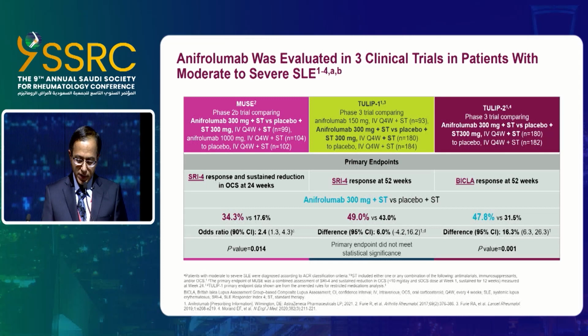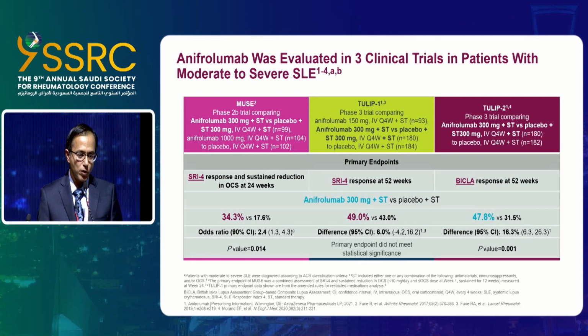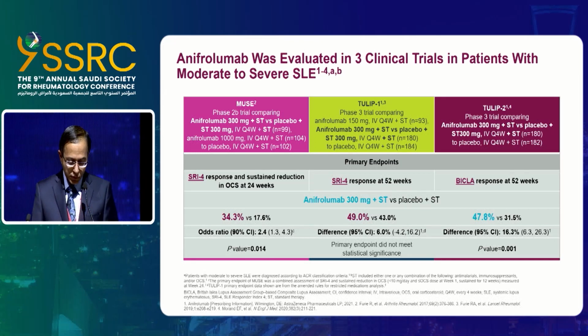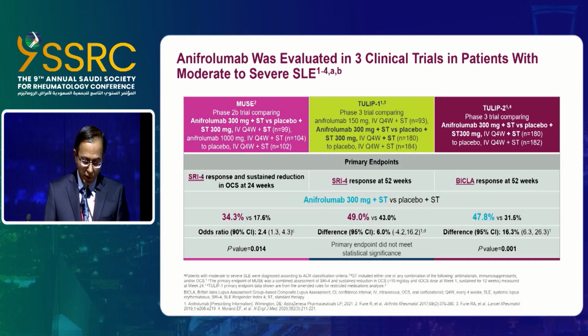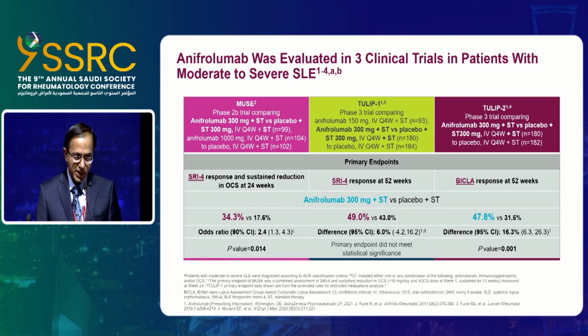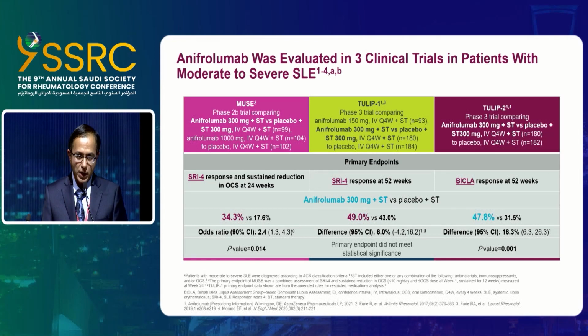So anifrolumab was evaluated in 3 clinical trials, one phase 2, which is on your left-hand side, called the MUSE trial, and 2 phase 3 trials, TULIP-1 and TULIP-2. In the MUSE trial, the primary endpoint was met, which is SRI-4, as well as sustained reduction in oral corticosteroid use in 24 weeks, and the effect size was roughly about 17%, 34 versus 17%. If you look at TULIP-1, the primary endpoint, which was SRI-4, was not met because the effect size is only 6%, 48% versus 43%. But in TULIP-2, the primary endpoint was BICLA, which was definitely statistically significant, with the effect size being about 13%, which was statistically significant.